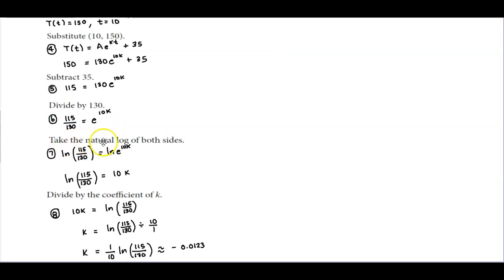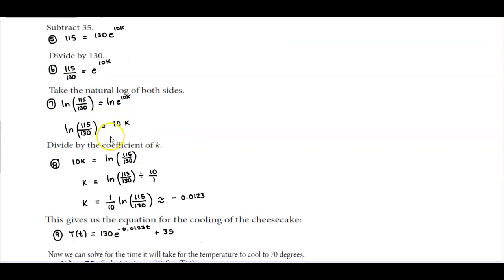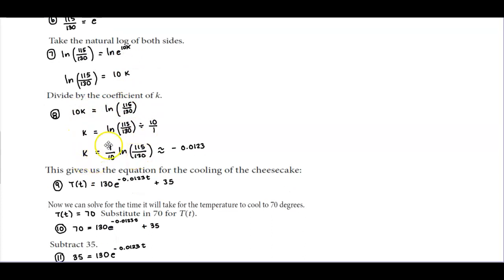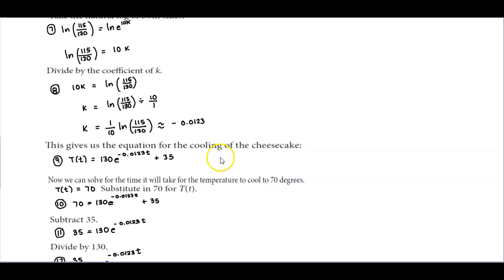And then we're going to take the natural log of both sides. Taking the natural log of both sides allows us to then factor and solve for 10k. To solve for 10k, we're going to divide both sides by 10. And so k is going to equal 1/10 times the natural log of 115 over 130, which is approximately negative 0.0123.